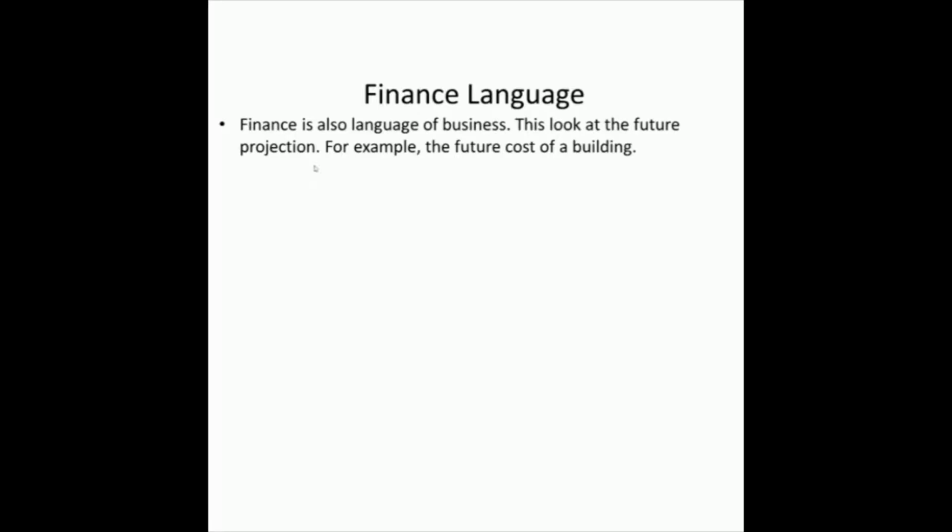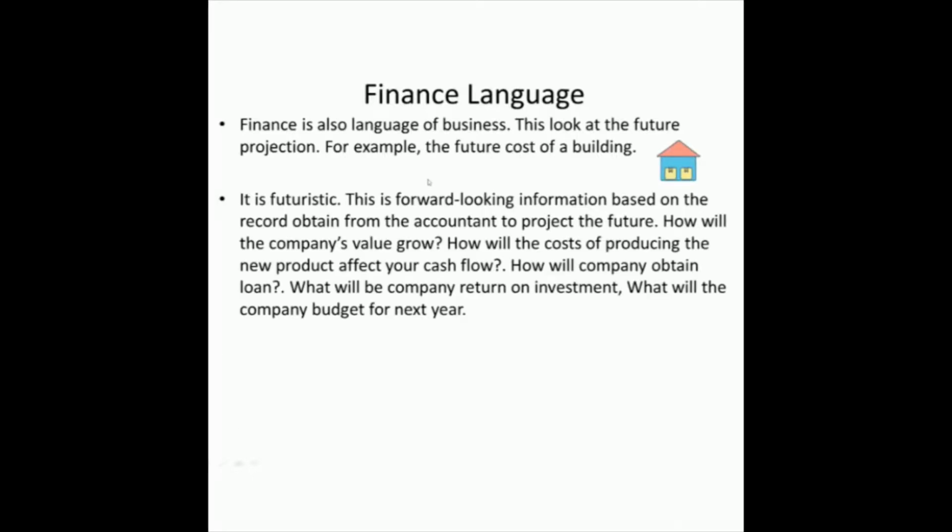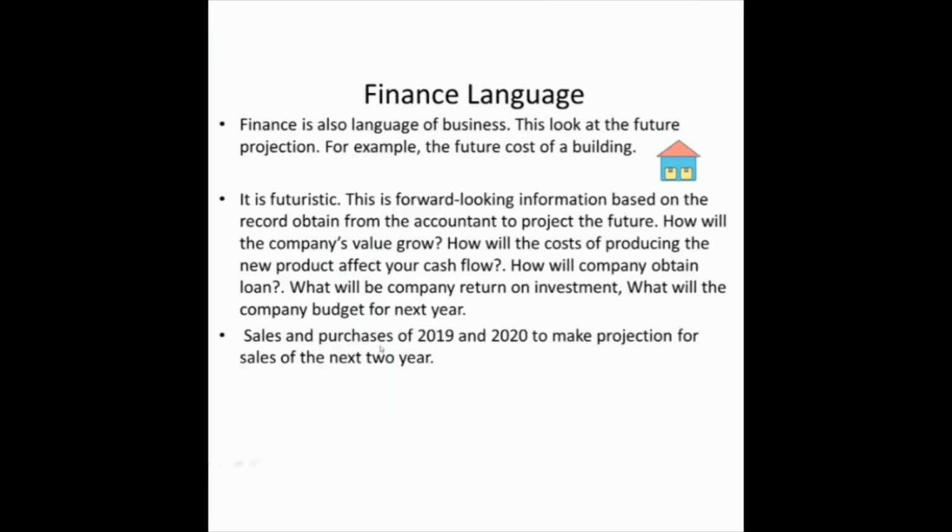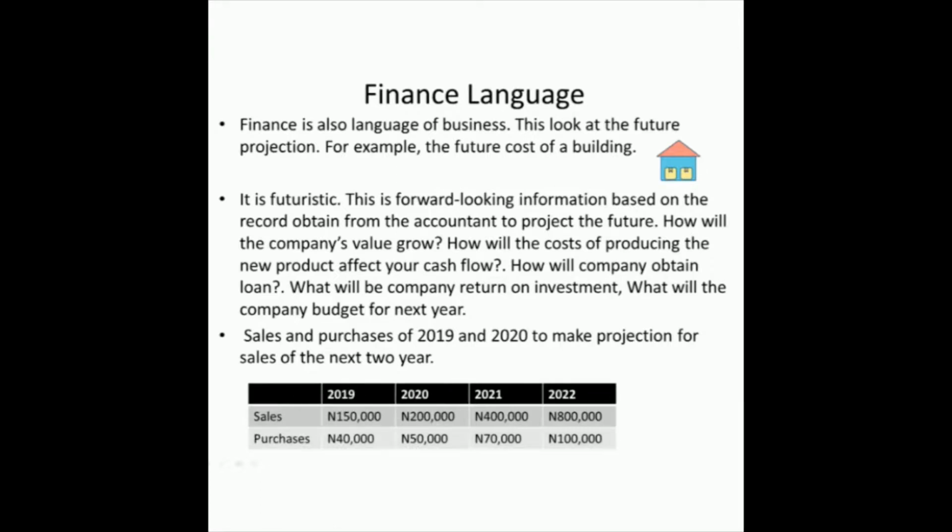Finance language. This is also a language of business. It looks at the future projection, the future cost of a building, and this is futuristics. It is forward-looking information based on the records obtained from the accountant to project the future. How will the company value grow? How will the cost of producing the new product affect the cash flow? How will the company obtain loan? How will the company know its return on investment? What will be the company budget for the next year? Sales and purchase of 2019 and 2020 to make projections for the sales of the next 2 years. This is an example of finance language.